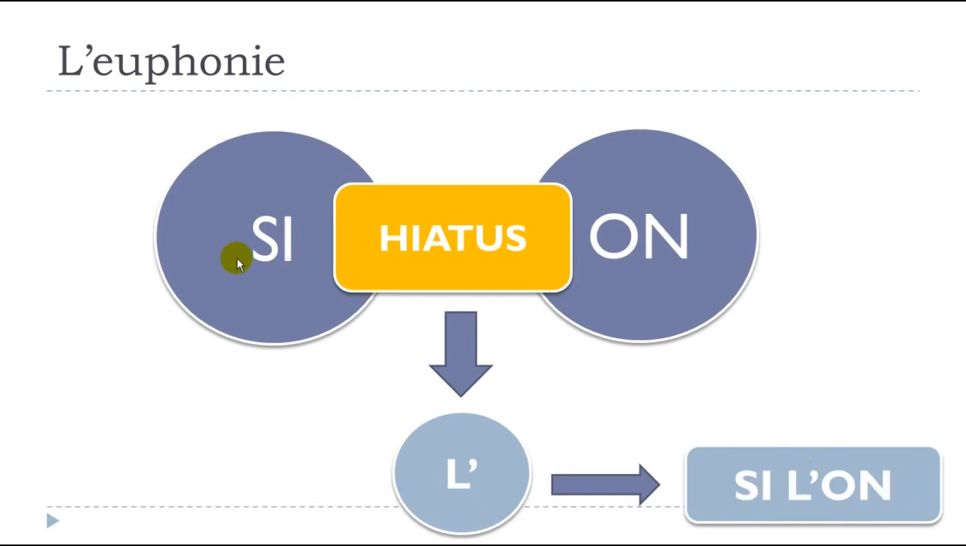If you say si on, basically, we think that it doesn't sound that nice. You can hear it. Honestly, you can hear it. But still, if you want to use the language in a correct way, you should definitely add this L between the two just to get this form si l'on, okay?